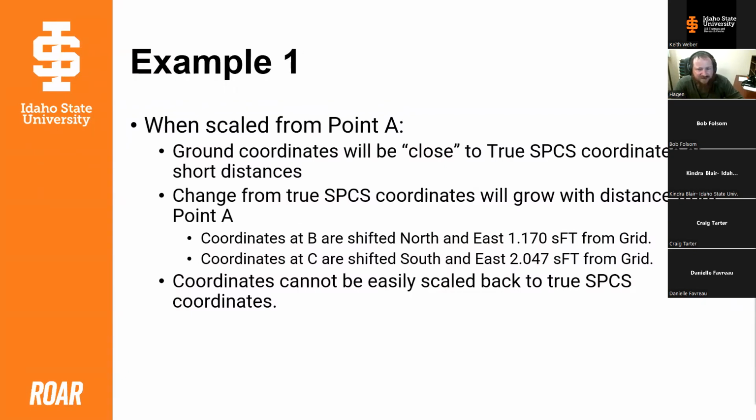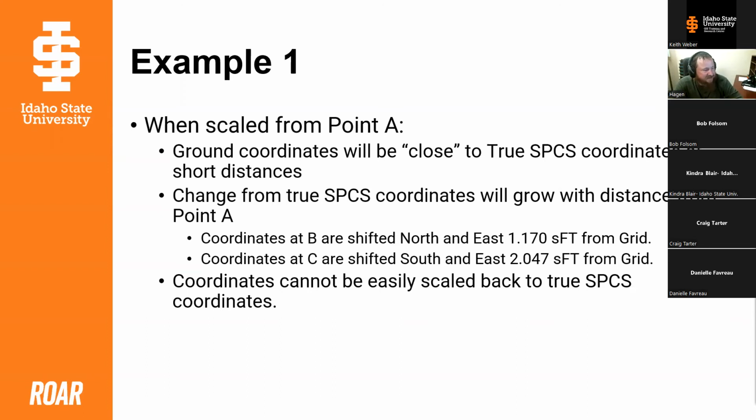And there are a variety of reasons why a surveyor may or may not want to use a method like that. One reason he might want to is that he wants to keep his ground coordinates close to true state plane coordinates. For example, if he's overlaying aerial imagery on them.